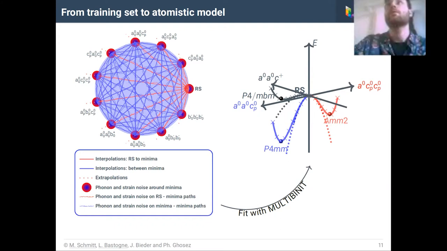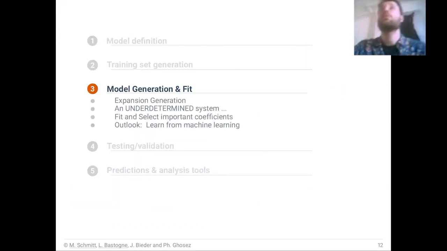Okay. So now we go to the model generation and fit. First I will speak about the anharmonic part and how we generate the expansion. Then we'll have a look at that. It's a very large linear system. Then I will show how we fit and select some important coefficients from that system. And in the end, I will give a little outlook on how we might fit differently in the future.